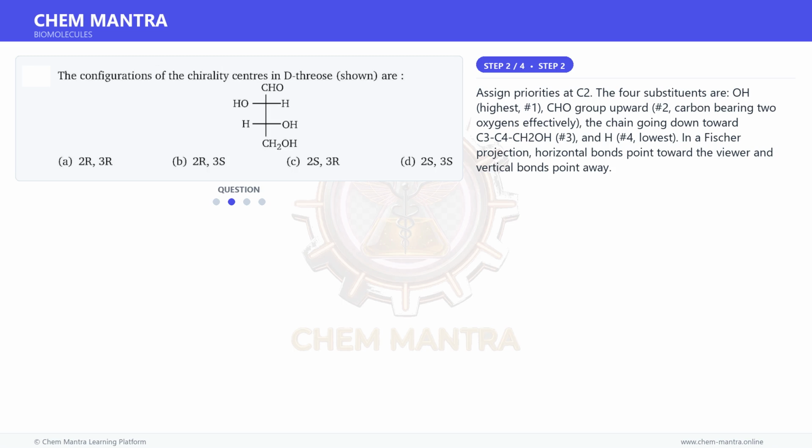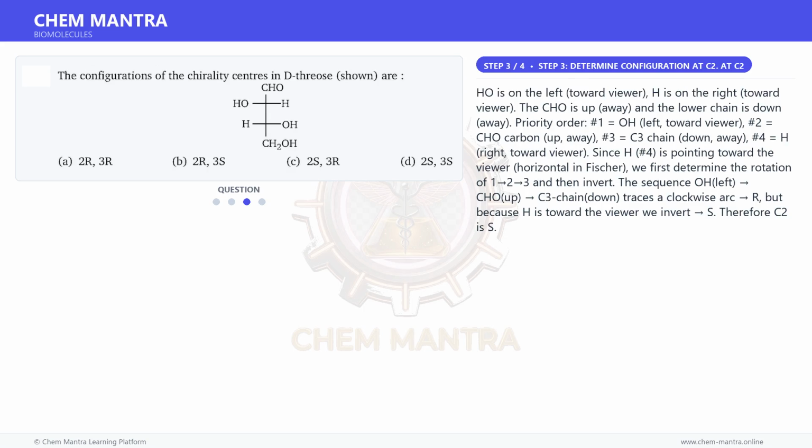Assign priorities at C2. The 4 substituents are O, highest, number 1; CHO group upward, number 2, a carbon bearing 2 oxygens effectively; the chain going down toward C3, C4, CH2O, number 3; and H, number 4, lowest. In a Fischer projection, horizontal bonds point toward the viewer and vertical bonds point away.